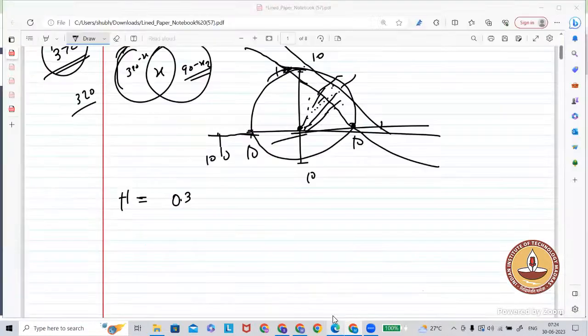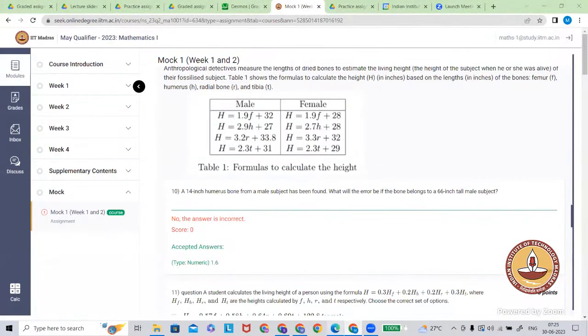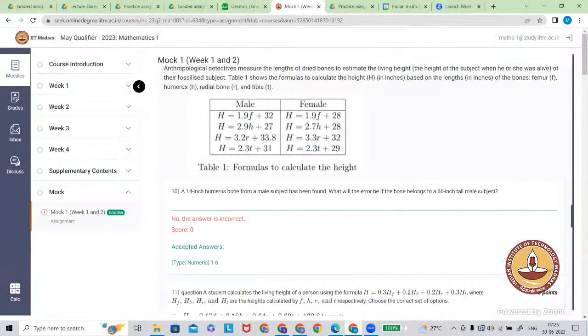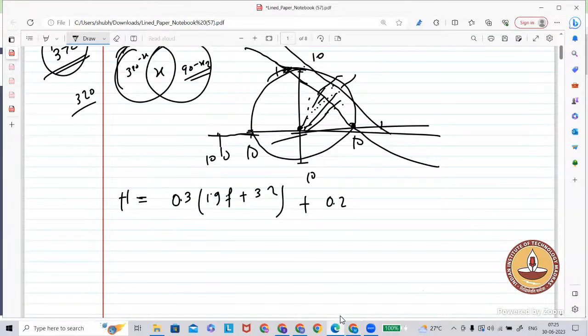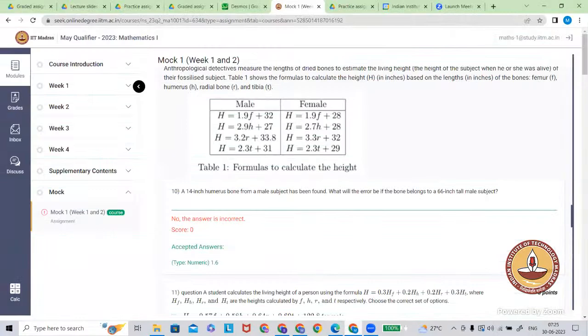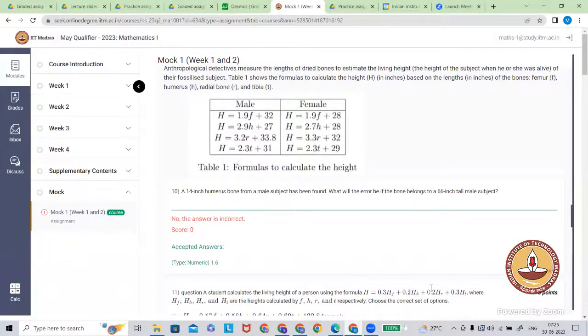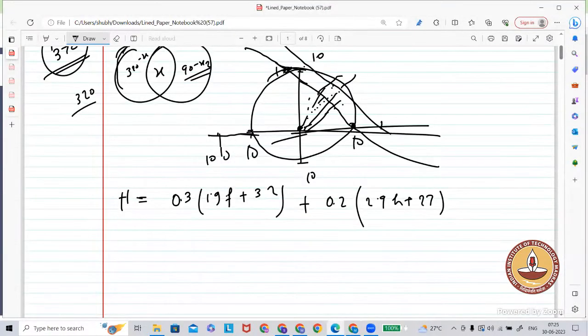So HF is exactly 1.9F plus 32. Similarly, now 0.2. So HR here, sorry, HH. HH is this one, 2.9H plus 27. And similarly for the rest two, you just need to calculate and multiply, right?